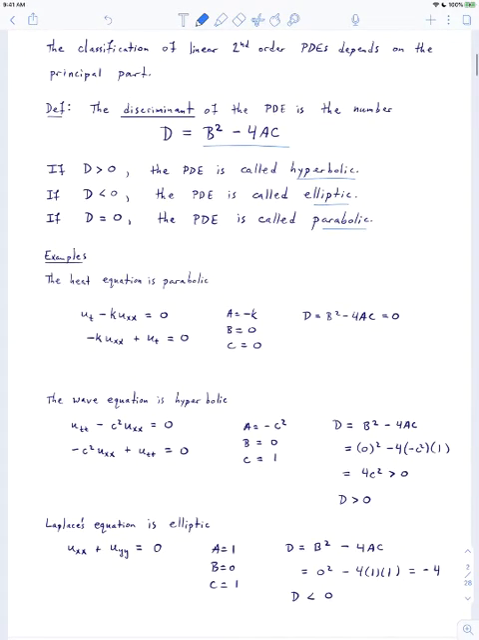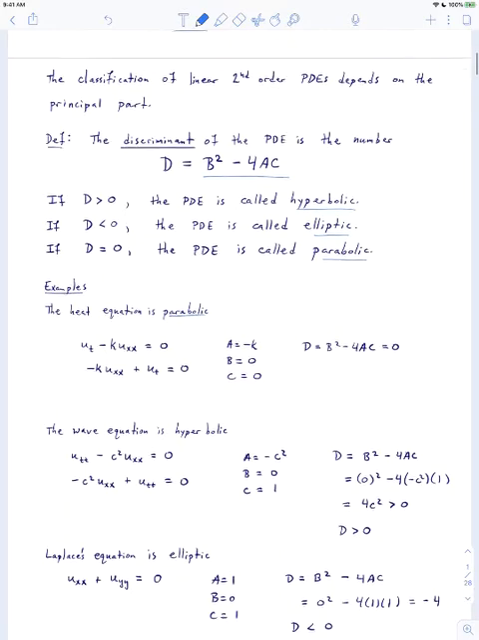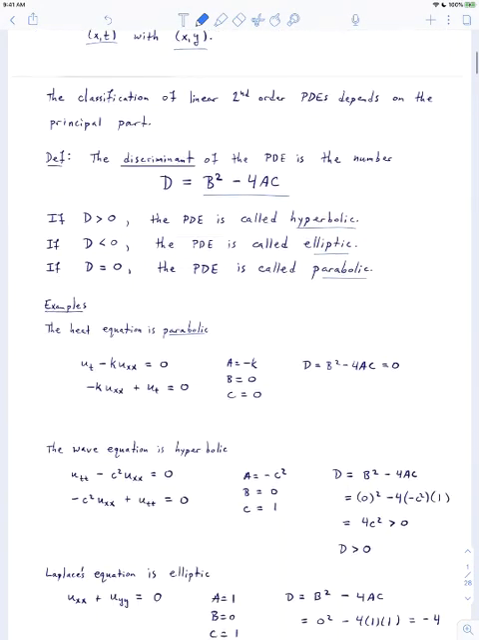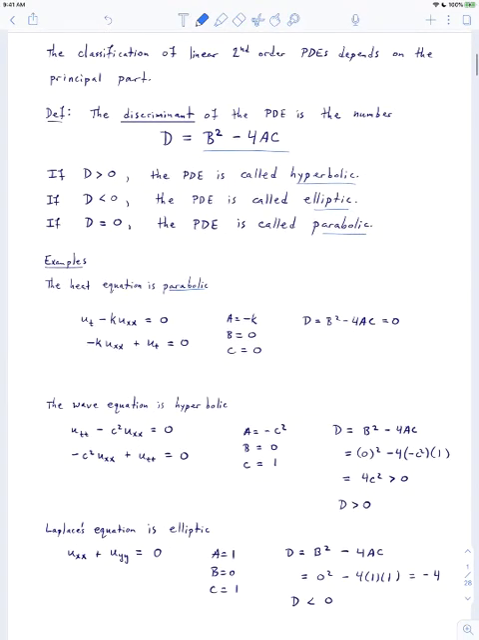let's classify them. The heat equation is parabolic. If we write the heat equation in what you might want to call standard form, at least let me scroll back, at least in this form here, if you write the heat equation in that form, then it looks like what you see here.